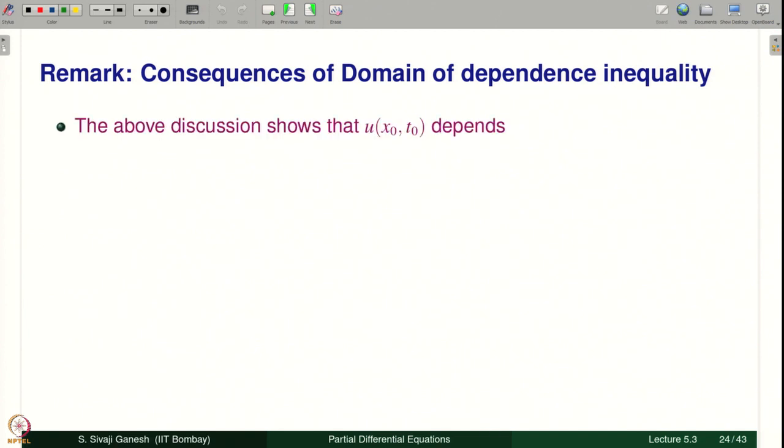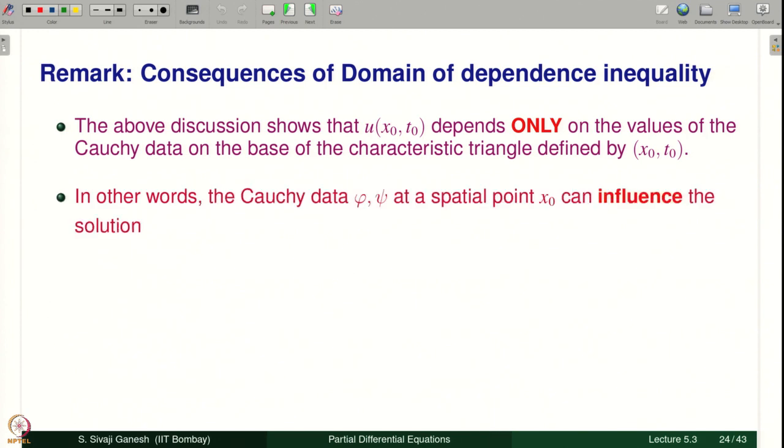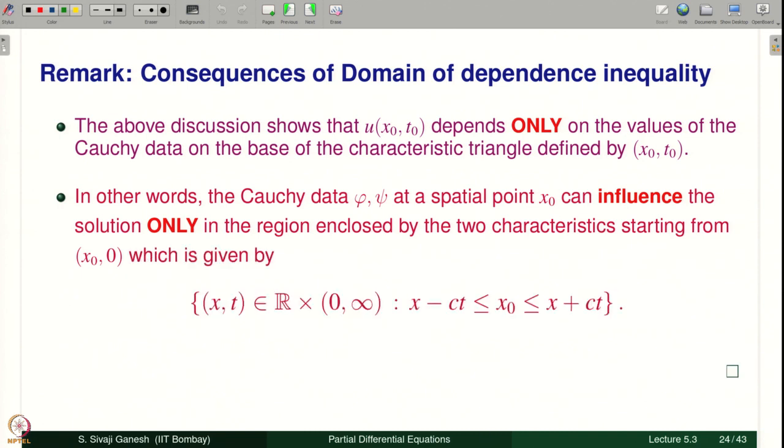Consequences of the domain of dependence inequality. The above discussion shows that u of (x naught, t naught) depends only on the values of the Cauchy data on the base of the characteristic triangle defined by (x naught, t naught), namely the interval on the x axis [x naught minus c t naught, x naught plus c t naught]. In other words, the Cauchy data phi, psi at a spatial point x naught can influence the solution only in the region enclosed by the two characteristics starting from (x naught, 0) on the x axis, which is given by (x, t) in the space time domain such that x minus ct is less than or equal to x naught and x plus ct is greater than or equal to x naught.